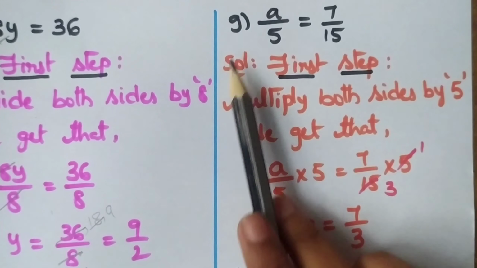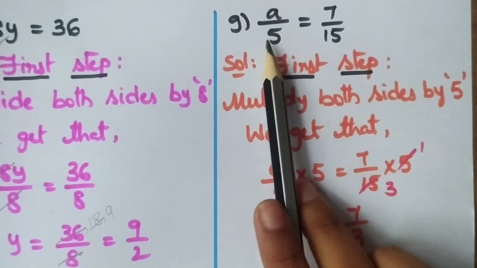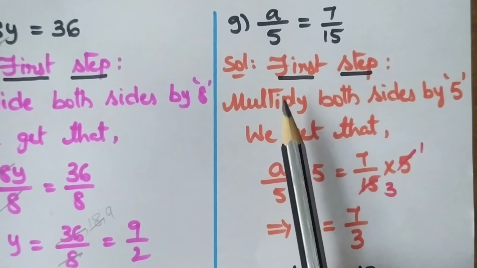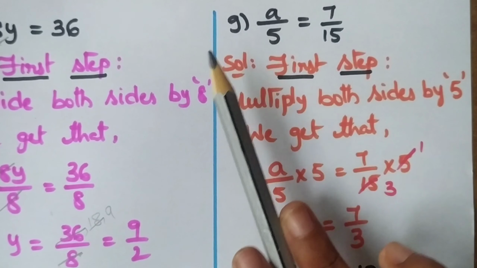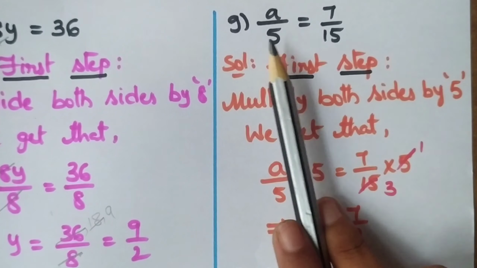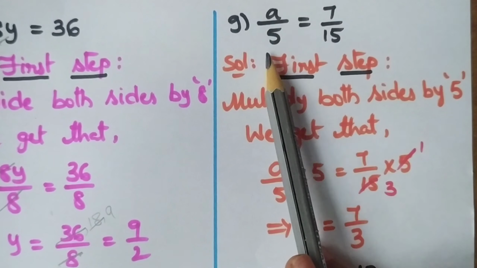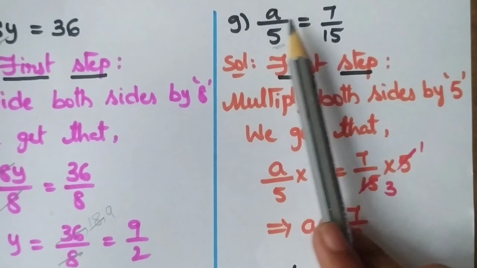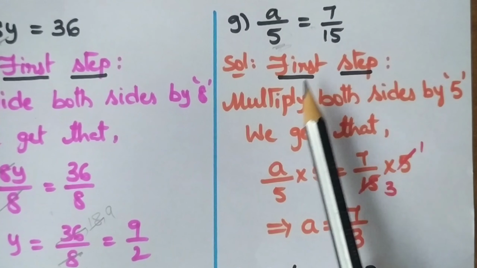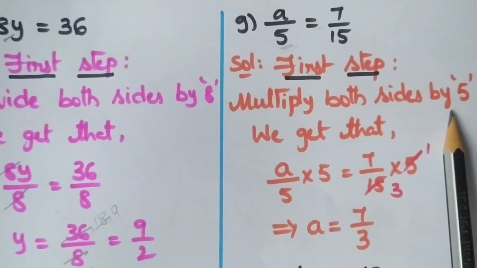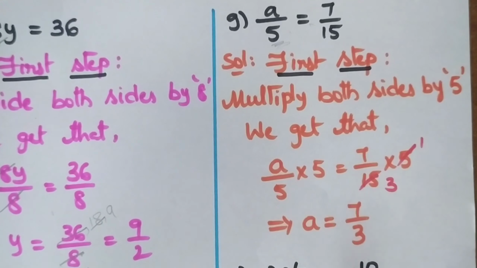Okay friends, now let us see g bit, that is a by 5 is equal to 7 by 15. Now here it is division, right? Then we have to do multiplication. Here it is a by 5, so we have to do a by 5 into 5 is equal to 7 by 15 into 5. Multiply both sides by 5. We get that a by 5 into 5 is equal to 7 by 15 into 5.